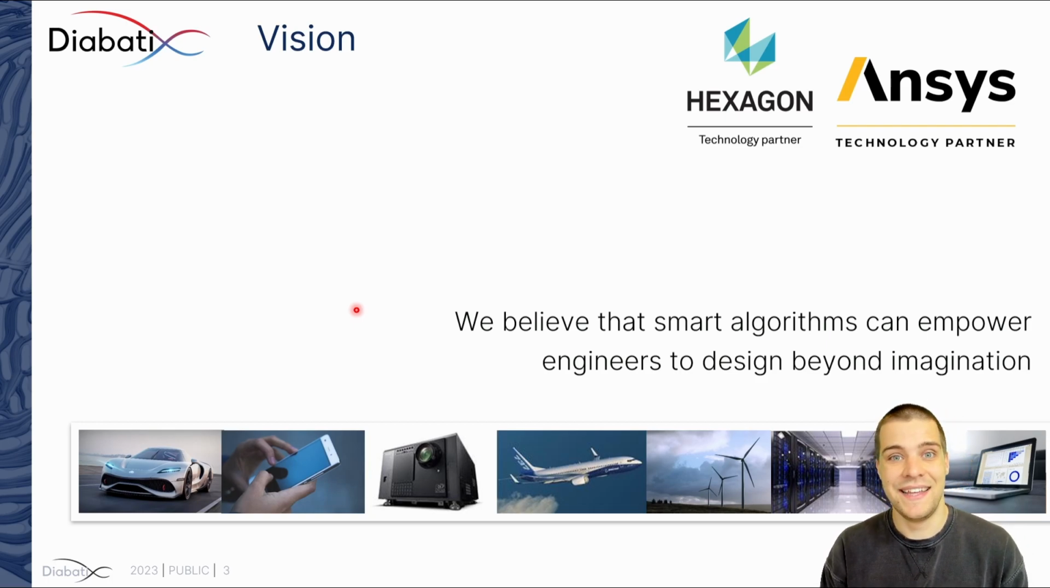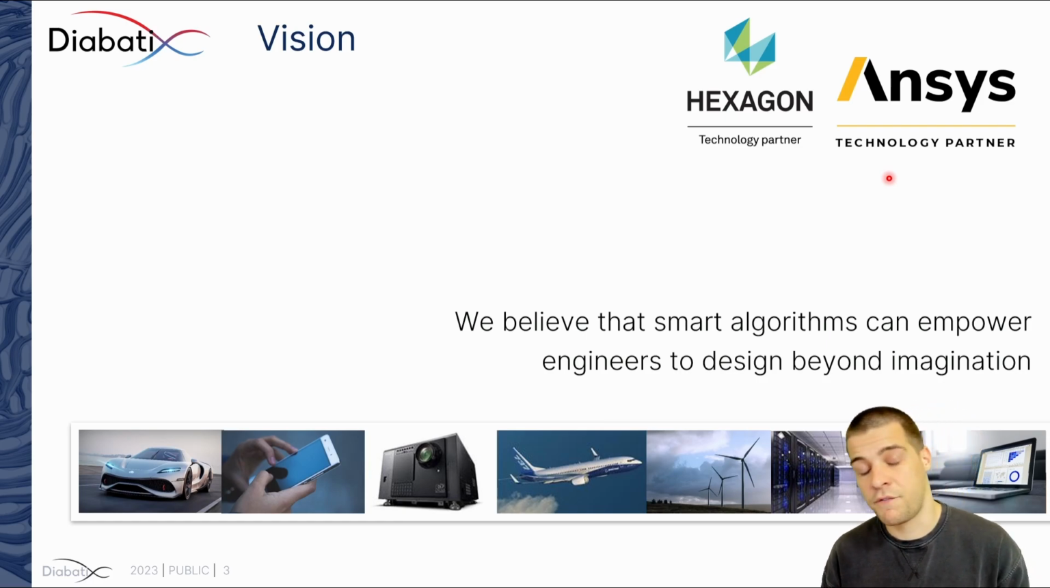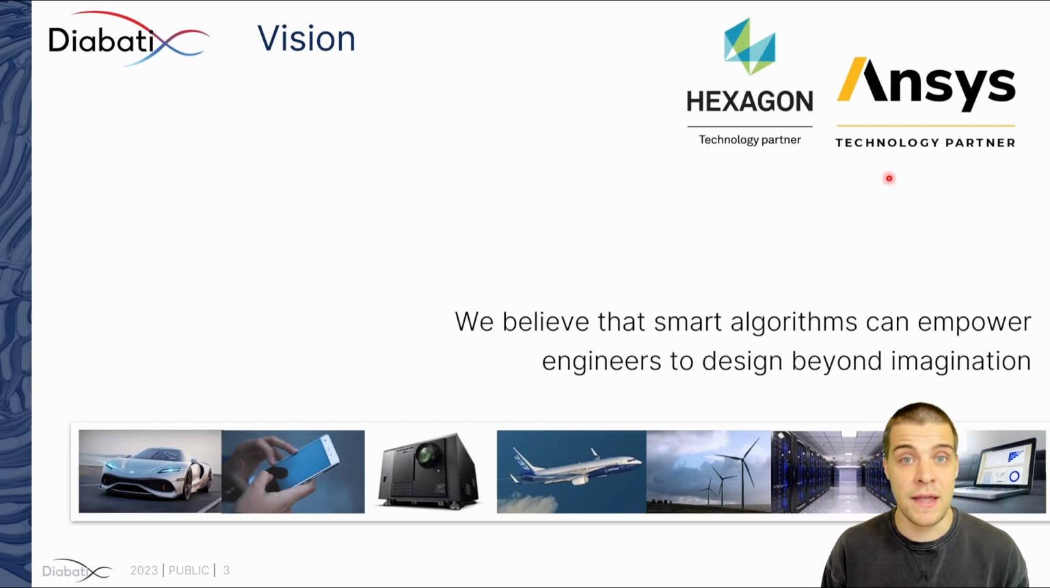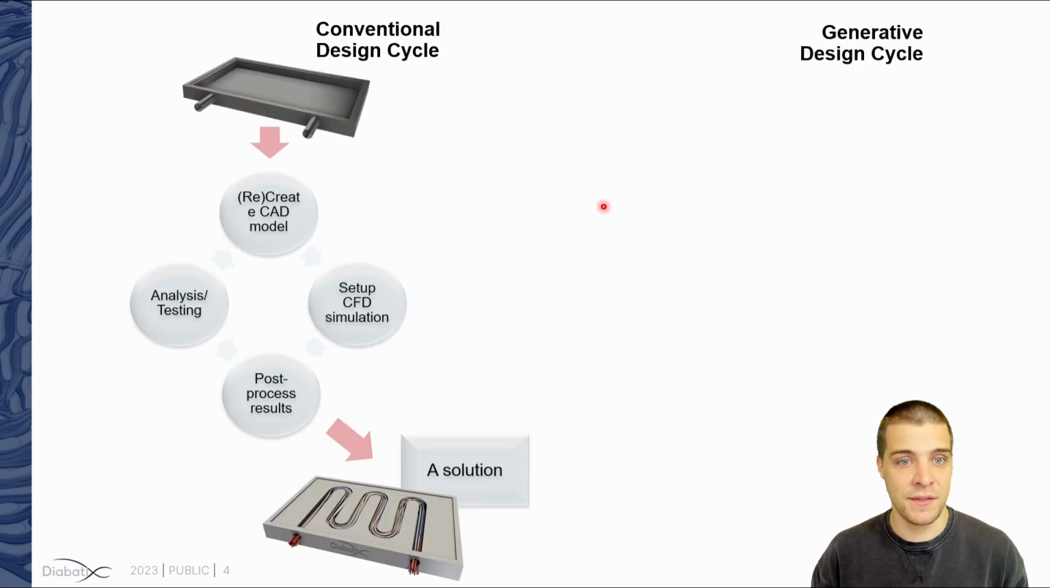That's basically the core principle of our software, and we do this by giving thermal engineers access to very smart algorithms. On the top right, you see both ANSYS and Hexagon, the biggest names within the CFD world. They have acknowledged the strength of our software, have reached out to us, and as of recent, we made them our technology partners. Okay, but that's enough about Diabetics.